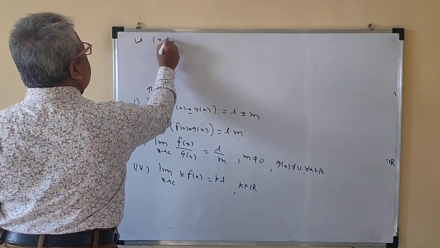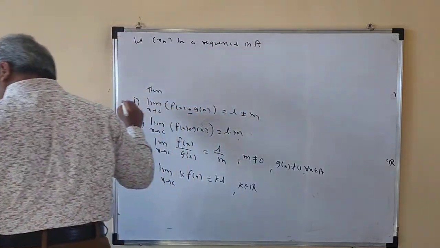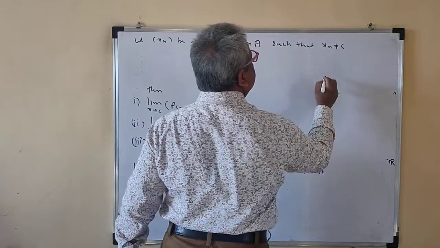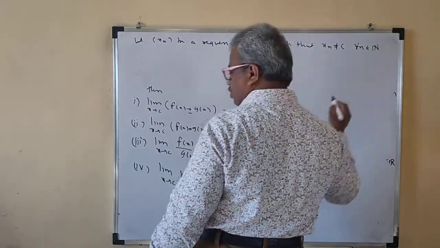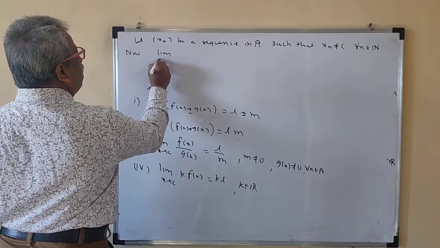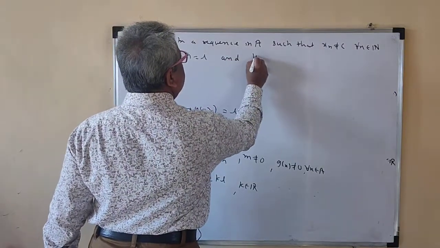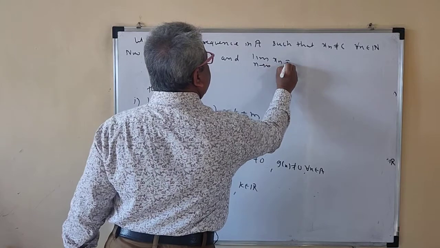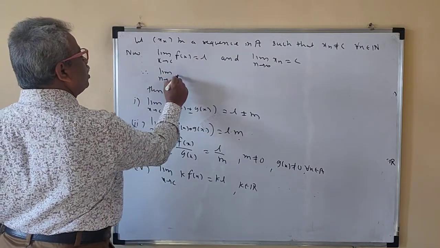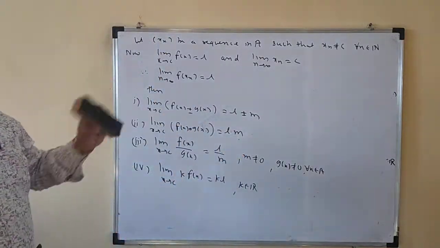Let xn be a sequence in A such that xn not equal to c for all n belongs to N. Now limit x tends to c, f of x is equal to L, and limit n tends to infinity, xn is equal to c. So therefore limit n tends to infinity, f of xn is also L. So this theorem we have seen.